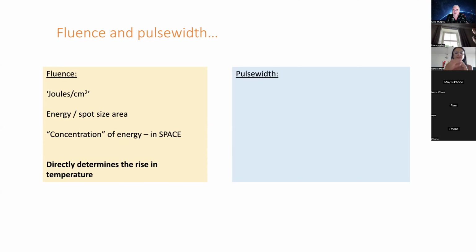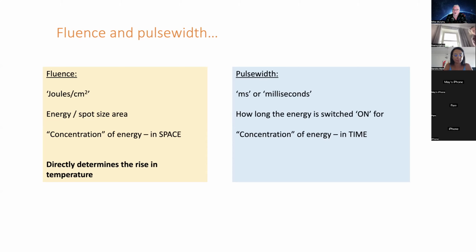That's easy. Pulse width, not quite so easy. Pulse width, we often see people talking about this in terms of milliseconds or ms or something similar. But the pulse width is basically how long the energy is switched on for, right? So if you boil an egg for 5 minutes, then the pulse width in that situation is 5 minutes. Simple as that, okay? And the pulse width you can look at in terms of the concentration of energy in time, right? So whereas fluence is concentration of energy in space, pulse width is concentration of energy in time.